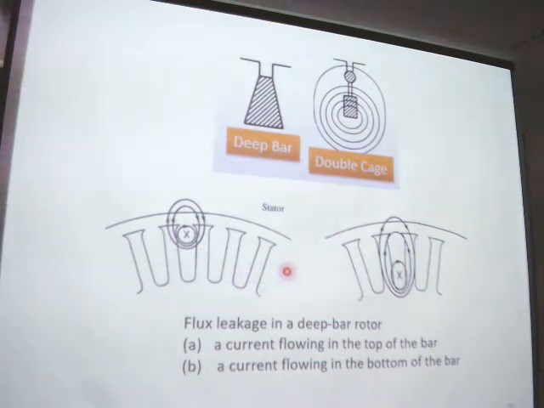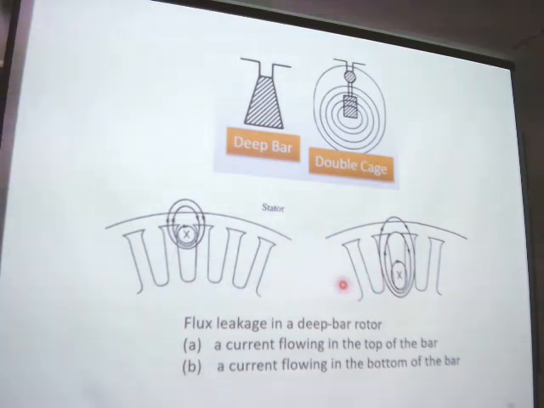For a squirrel cage, we have no access to the rotor, but we can also change the rotor resistance. How to change the rotor resistance? Just by this special design. We know the frequency of the rotor current is different between the starting time and the normal running time.